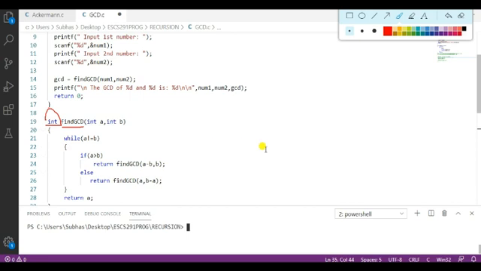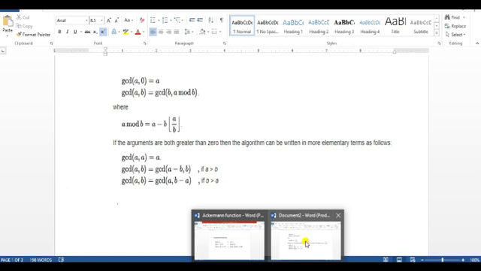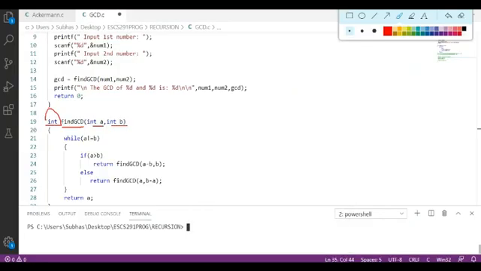It takes two arguments because I have to give the two input numbers. One number is A and another number is B. You can also recall from here that I told you, look at that. One number is A, another number is B. So these are two input numbers.